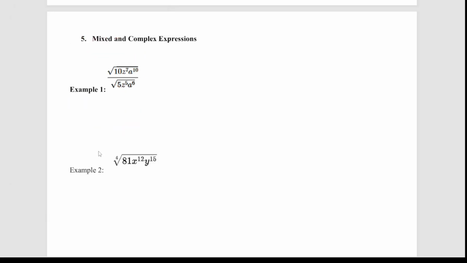So this first one, if I'm going to follow my word of advice, I'm going to rewrite that as 10z to the 7th, a to the 10th, over 5z to the 5th, a to the 6th. If I start simplifying underneath, 10 divided by 5 is 2. Z to the 7th divided by z to the 5th is z to the 2nd. A to the 10th divided by a to the 6th is a to the 4th, because if I have 10 a's divided by 6 a's, 6 of them cancel, you're left with 4. And I actually have no more fractions anymore, which is nice.